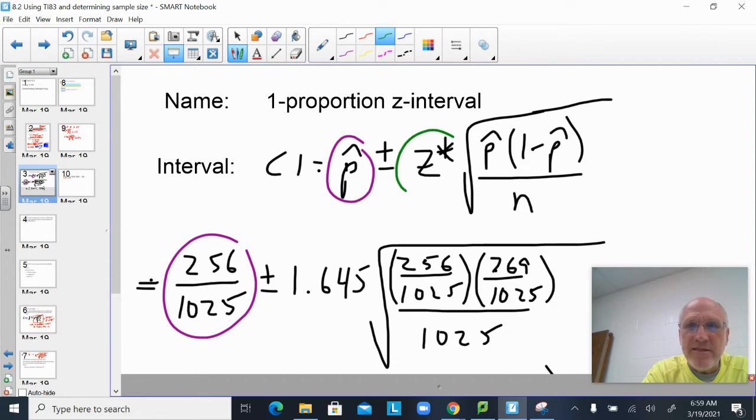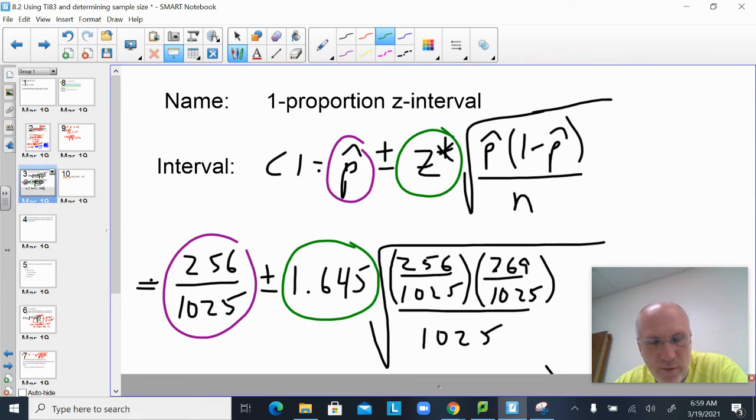Now let's talk about z star. That's this number. Remember in the video yesterday, Wednesday, or the lesson Wednesday, we came up with z star numbers for lots of different confidence levels. You need to have access to those somewhere. For 90%, the z star is 1.645. Let me remind you, you would not have to do this if you had this list.